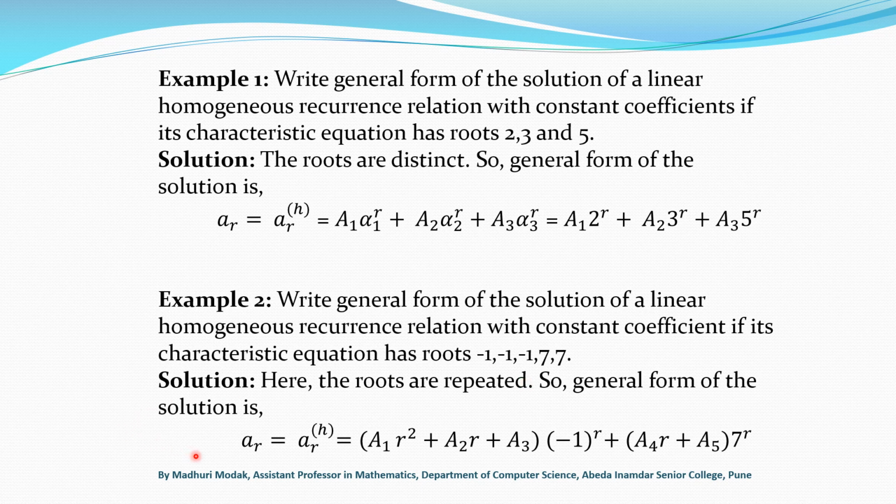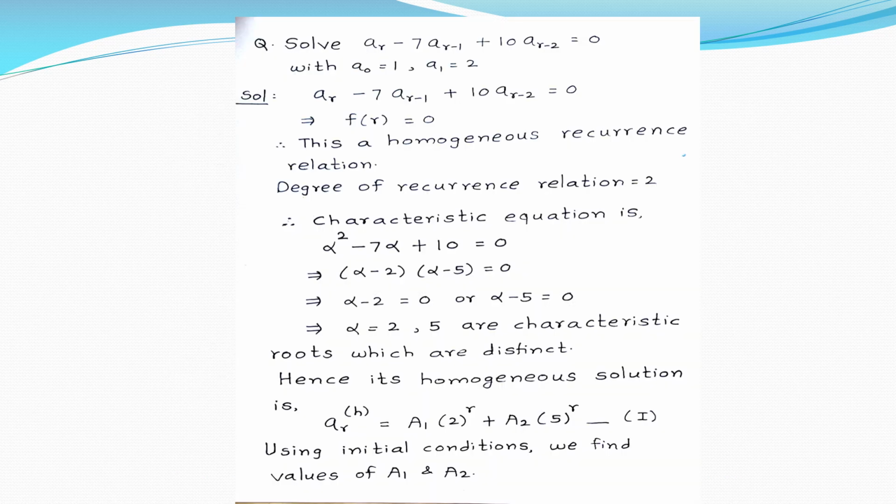AR equal to ARH is equal to, in first bracket, as -1 is appearing 3 times, we need 3 constants. So A1R square plus A2R plus A3 into -1 raised to R, plus another root 7 has multiplicity 2, so A4R plus A5 into 7 raised to R. Now we will see how to solve the homogeneous recurrence relation.